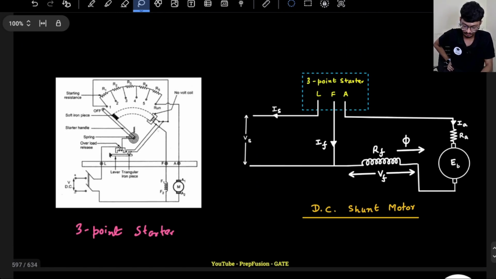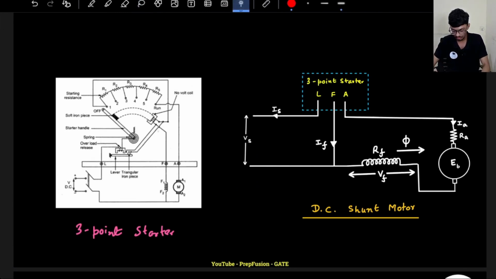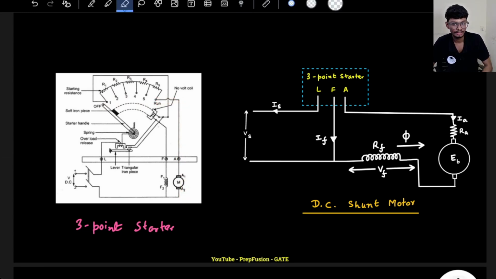So what we do is, we need to have an automatic mechanism, right? So initially when the machine is off, this is my armature resistance, this is my series resistance, that are connected in steps, and that is connected in series with the armature. So let's understand the working of the starter.